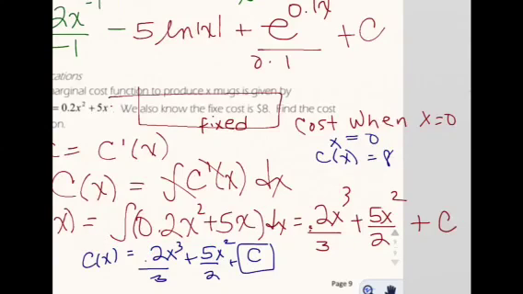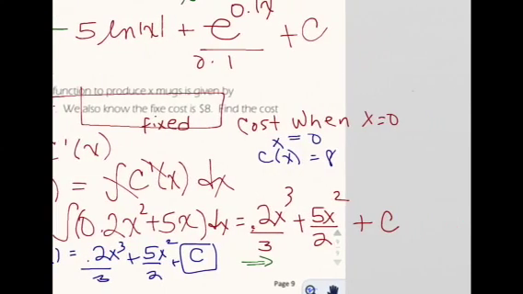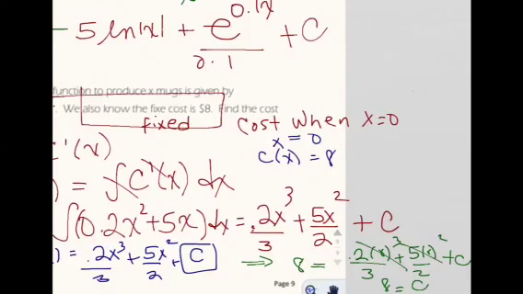Where I'm going to do this math is a whole other story. Probably over here to the right since I think it'll let me go there. So I'm substituting 8 in for c of x, and then we'll have 0.2 times 0 cubed over 3 plus 5 times 0 squared over 2 plus c. This is 0 and this is 0. So 8, c is 8, I should say.